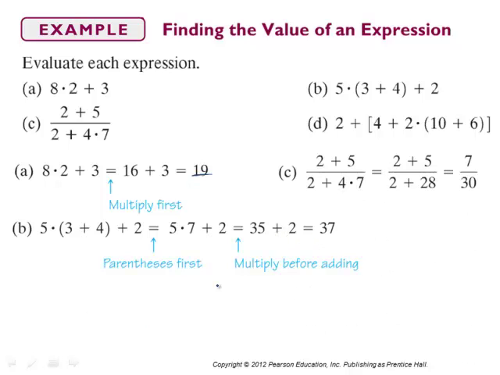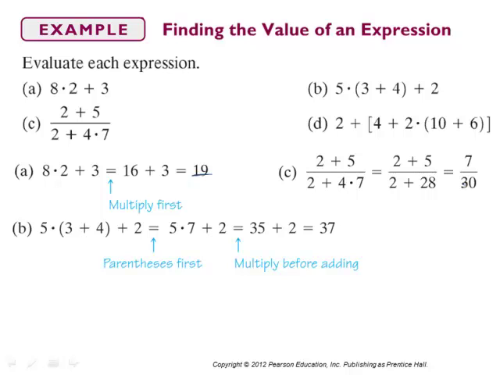For part C, you can think about this fraction bar as a grouping symbol. So you're going to do the numerator, do the denominator. In the denominator, you have multiplication, so you'll do multiplication first. 4 times 7 is 28. Then you could do the summation in the top and the summation in the bottom. 2 plus 5 is 7. 2 plus 28 is 30. And then you could leave your answer as this fraction if you want, or you could do division. I can tell you right now that 7 divided by 30 is going to result in some sort of decimal, which is fine. If it's a repeating decimal, then you would have to indicate the division.